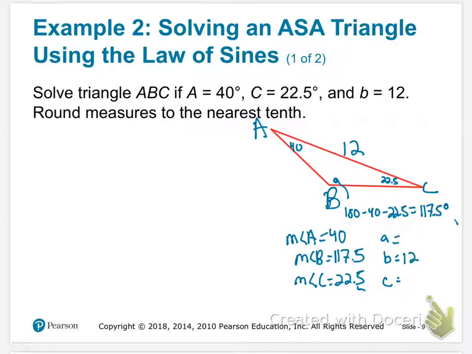So even though we defined the measure of angle B, that's going to be the one we have to use because it has the most complete information. So we have 12 over sine of 117.5 equals A over sine of 40 equals C over sine of 22.5. You're going to set up your two equations.